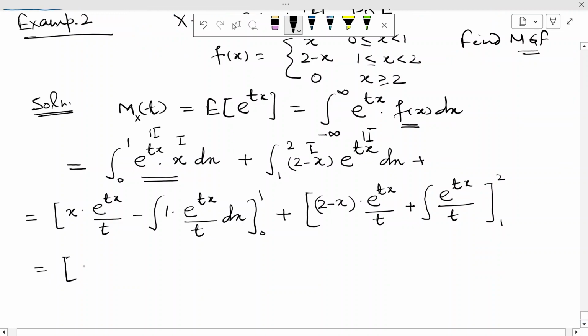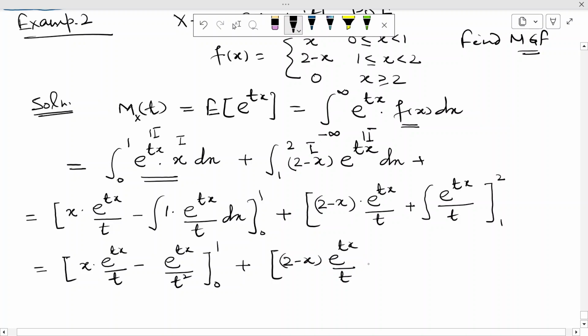Now again we have to perform this integral. So this will remain as it is, minus when you are performing this integral, so this will be coming out as e to the power tx over t square, and the limits are 0 to 1, plus the first term here also remains same because we have nothing to do with it, plus now again you are performing the integral with respect to x, so this will be e to the power tx over t square, and limits are 1 to 2.